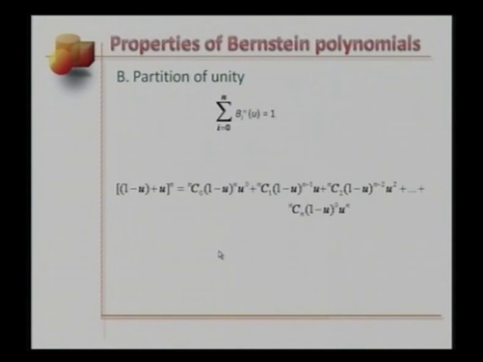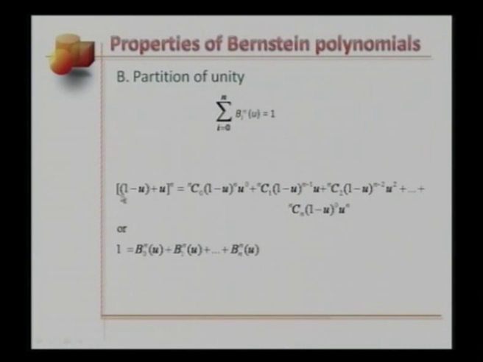If you notice, the right hand side will have terms that would individually correspond to Bernstein polynomials. For example, this term here would represent the first Bernstein polynomial of degree n. This term here would be the second Bernstein polynomial, again of degree n. And the last one here will be capital B sub n super n.